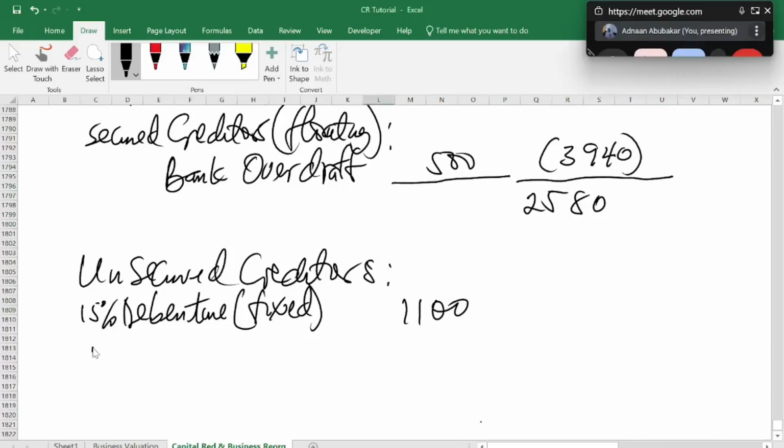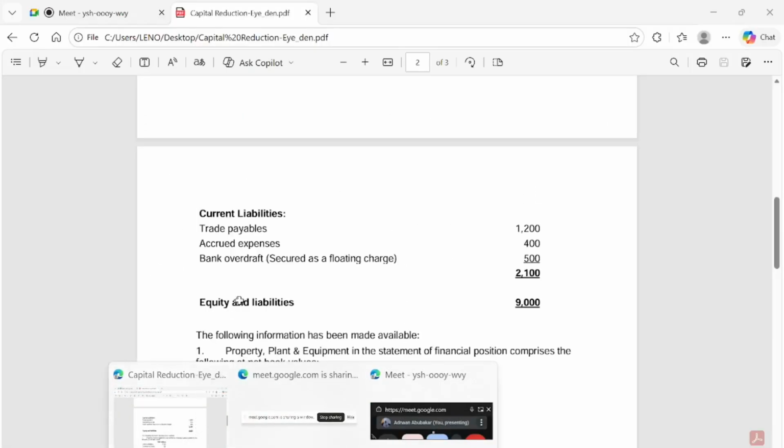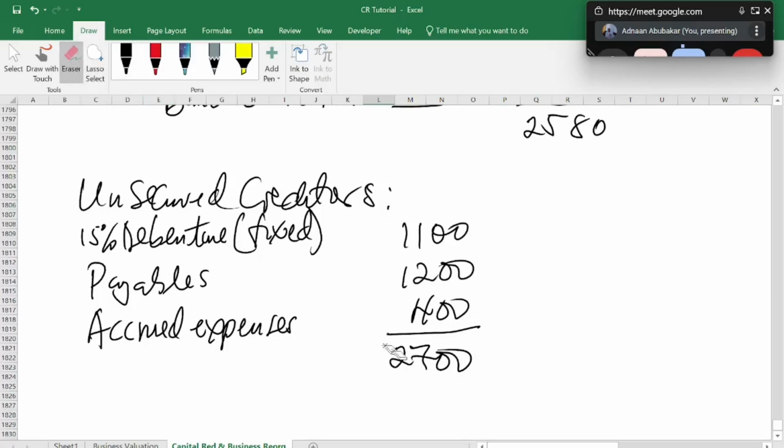In current liabilities, we have trade payables and accrued expenses. How much is payables? Payables is 1,200. And what again? We have accrued expenses. How much is that? 400. Finished, right? Yes, sir. Good. Add it up. When you add, what do you have? 1,100 plus 1,200 plus 400 gives 2,700.